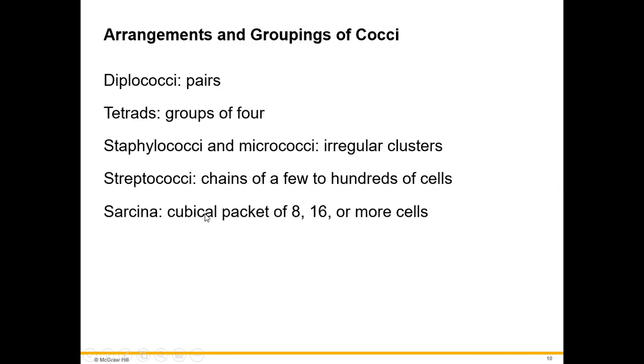Sarcina is a cube-shaped packet of 8, 16 or more cells. Just keep in mind, these are not multicellular. Possibly it was the origin of becoming multicellular if they became differentiated in their function, but this is how they grow together in groups.